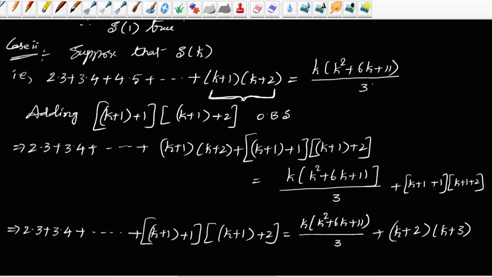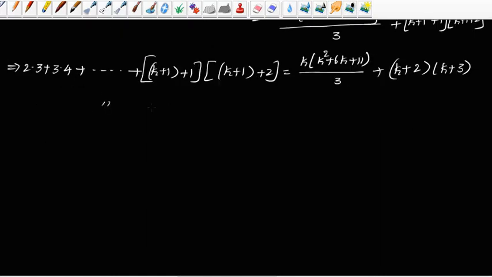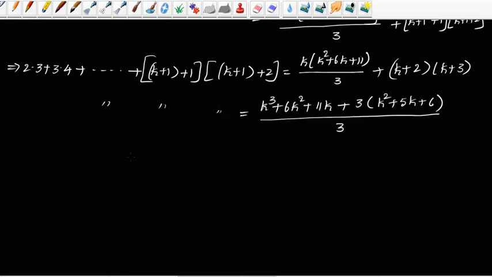Now taking LCM on the right hand side, write down the left hand side same to same. Taking LCM on the right hand side, this is what we get. Next one, finally 1 by 3 into (k cube plus 6k square plus 11k plus 3k square plus 3 fives are 15k, 3 sixes are 18).